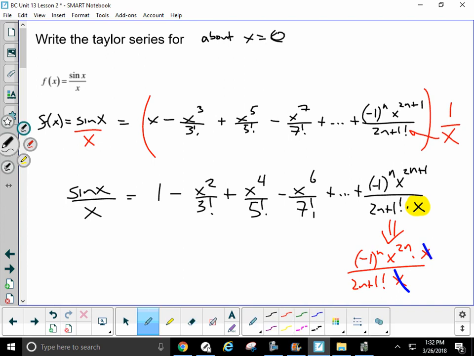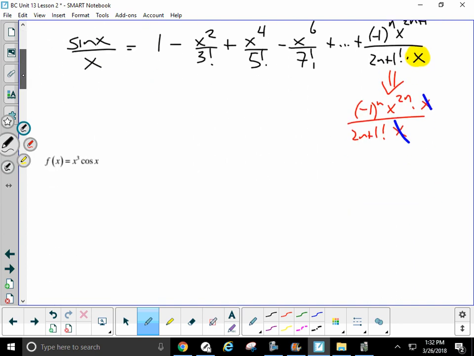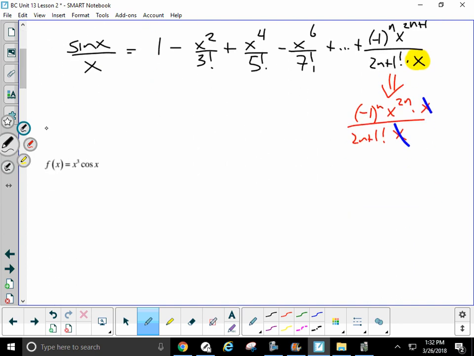Okay, you guys do the next one. Please write the first 4 terms and the nth term for the Taylor series about x equals 0 for x cubed cos x.